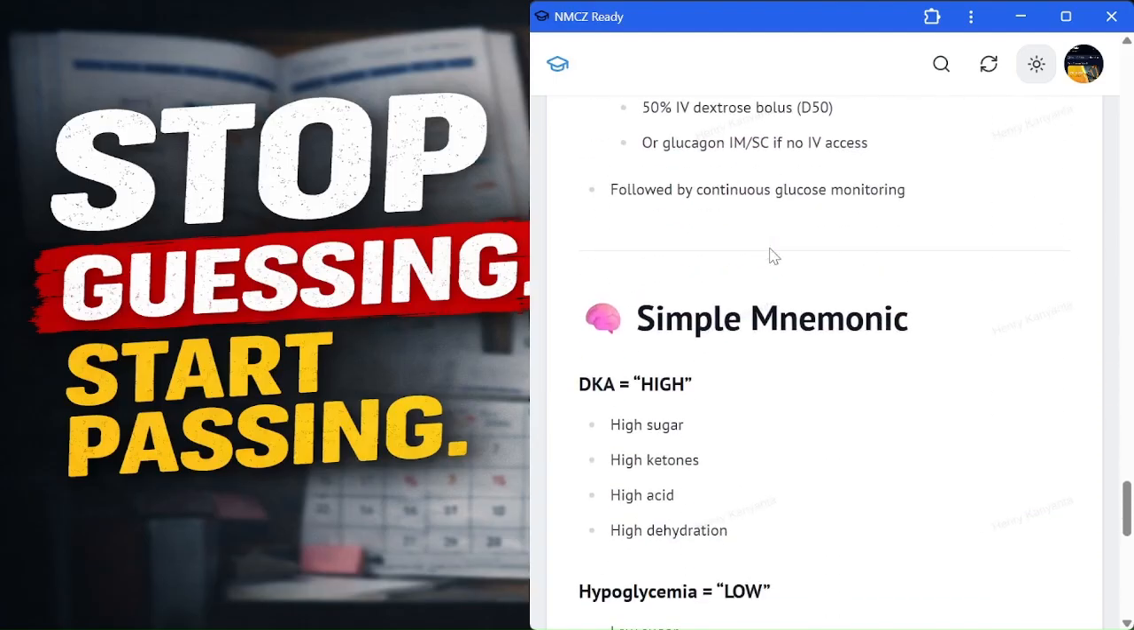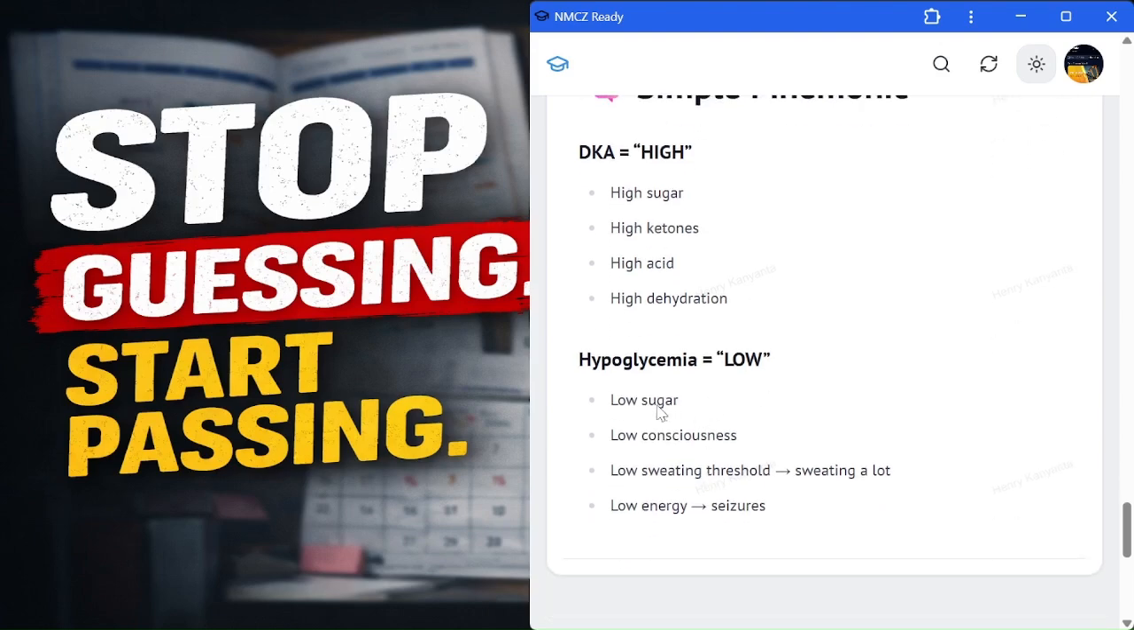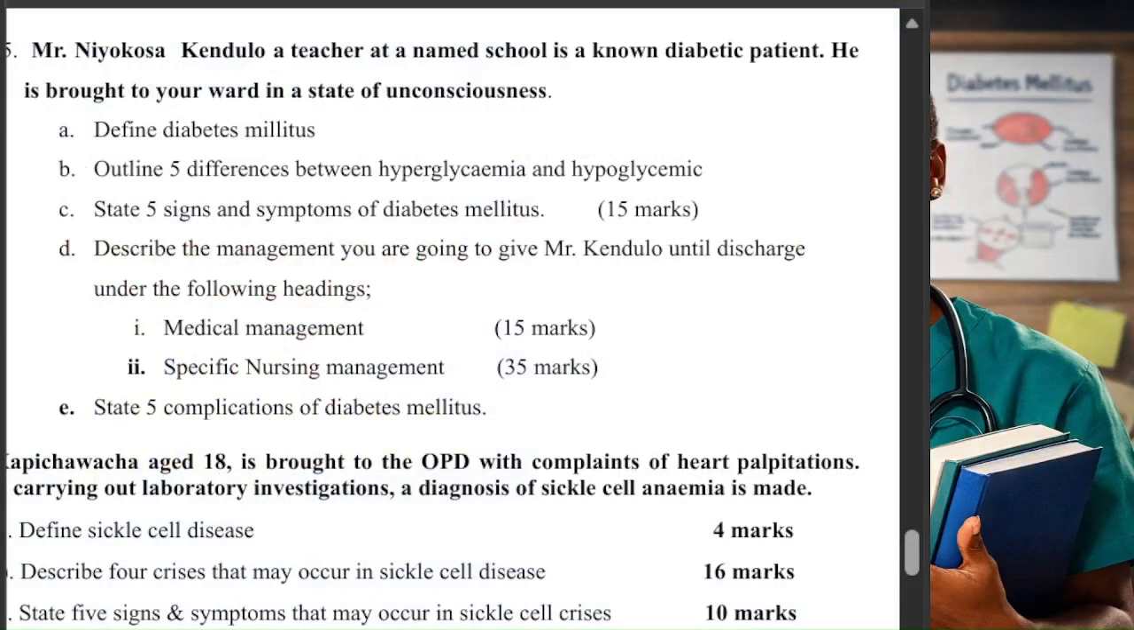We also have a simple mnemonic to help you remember. In DKA, follow the term high, which is simply high sugar, high ketones, high acid, and high dehydration. While in low sugar, which is hypoglycemia, you look at the term low, which is low sugar, low consciousness, low sweating threshold, and low energy. So we get back to our question.